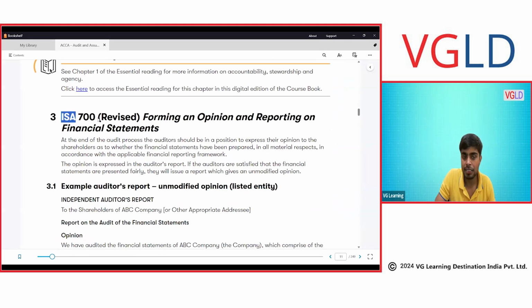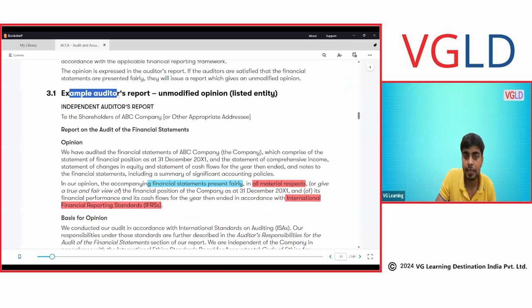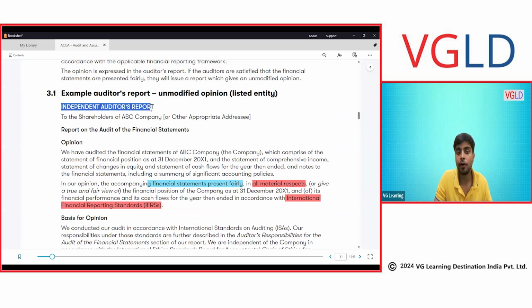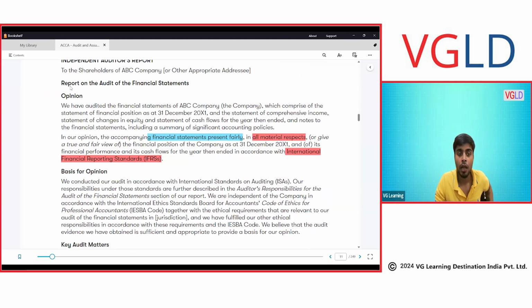This is an auditor's report. This is given in ISA 700, that is how the auditor will issue their report. So you can see this is an example where the auditor is issuing an unmodified opinion. Unmodified opinion means that the auditor is saying that the report is okay. This report is good. So the heading is independent auditor's report, the title of the entity, and they address it to the shareholder. Now they start with their opinion that we have audited this company, and according to us, the financial statements present in all material respects a true and fair view. Means first thing we started with our opinion. We told that everything is correct.